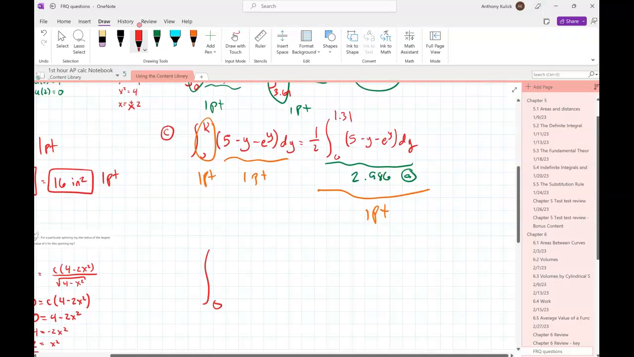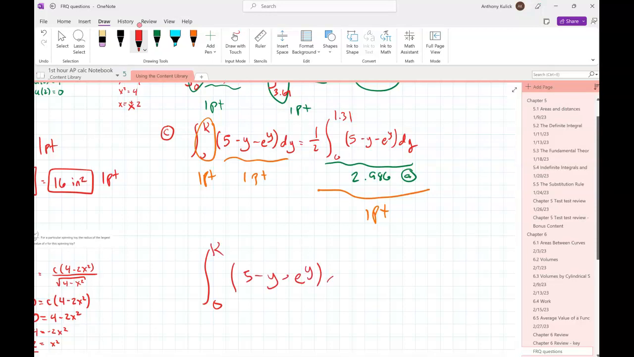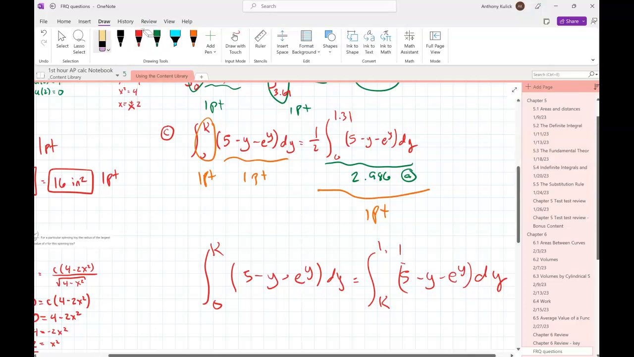Alternatively, you could have gone like 0 to k, 5 minus y minus e to the y dy equals k to 131, 5 minus y minus e to the y dy. That would be valid, right? You could set it up that way. That's okay. And is that just it? Yep. That would have been okay. That's kind of what we discussed earlier, right? Initially, just the area of the first region has to equal the area of the upper region.